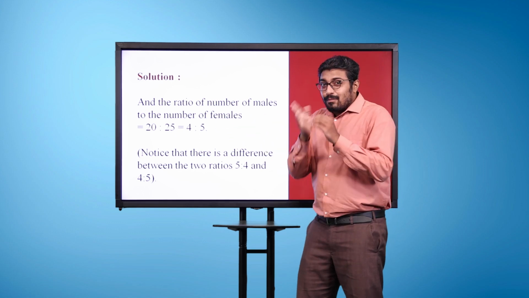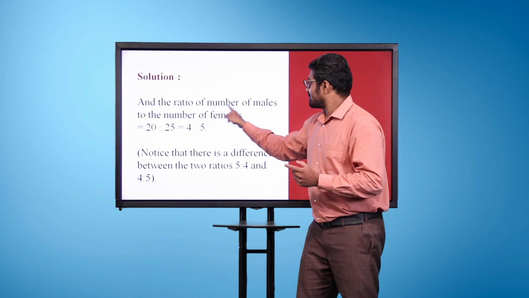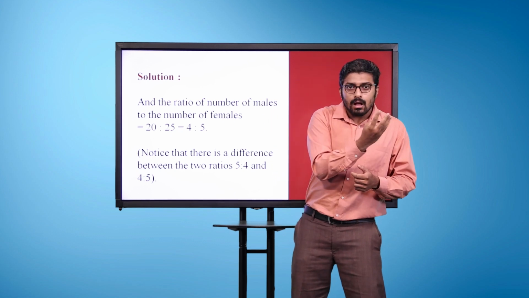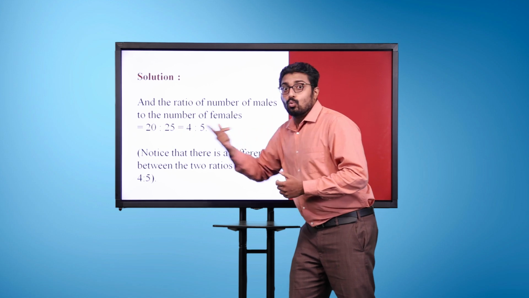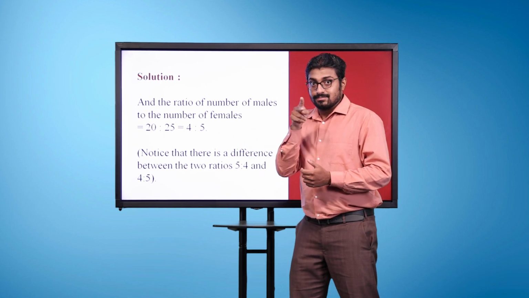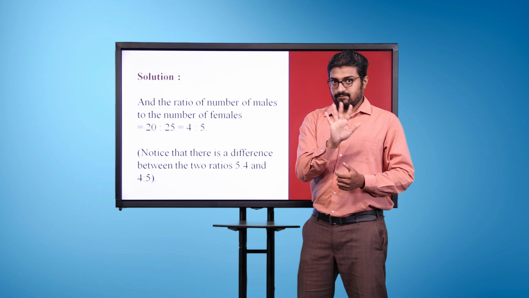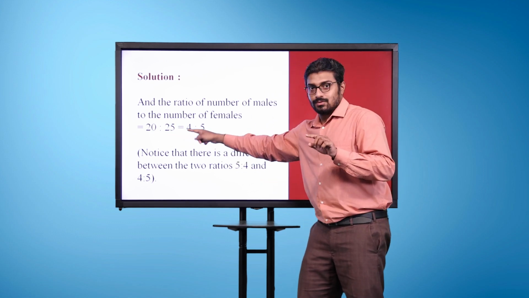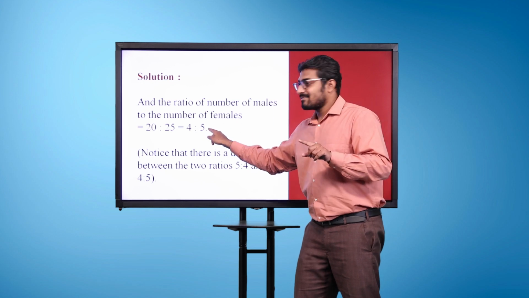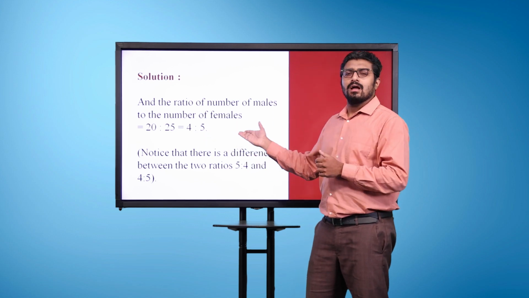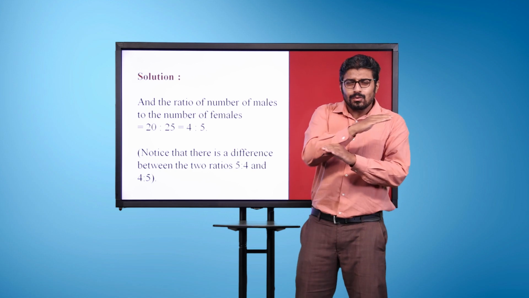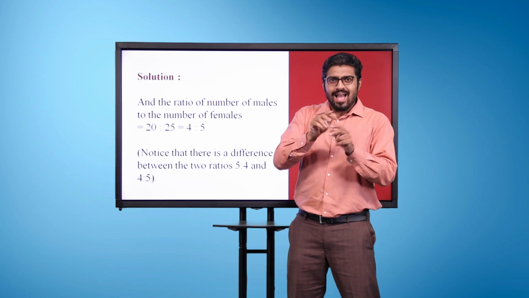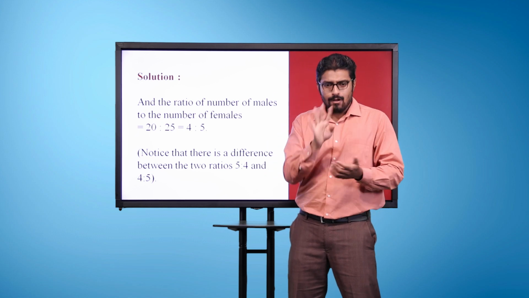And the ratio of number of males to the number of females is equal to 20:25 which is equal to 4:5. Notice that there is a difference between the two ratios 5:4 and 4:5.